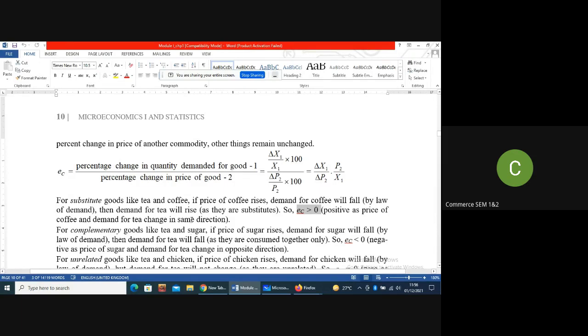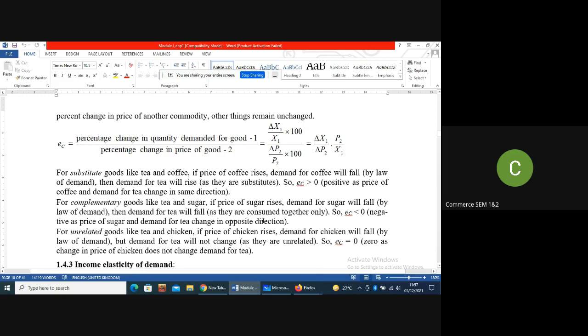The sign of cross price elasticity will also be positive, because when coffee price, which is in the denominator, increases, demand for tea will also rise. So percentage change in tea demand will also rise. So the sign of EC will be positive. So we can say that by simply seeing the value of cross price elasticity, we can say that the two commodities are substitutes if EC is positive. Fine.